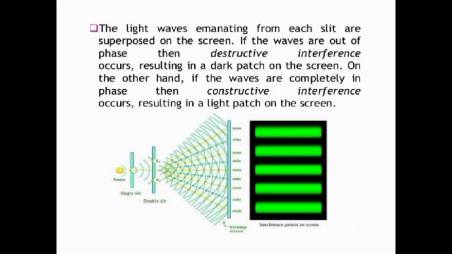The light waves emanating from each slit are superposed on the screen. If the waves are out of phase, then destructive interference occurs, resulting in a dark patch on the screen. On the other hand, if the waves are completely in phase, then constructive interference occurs, resulting in a light patch on the screen.